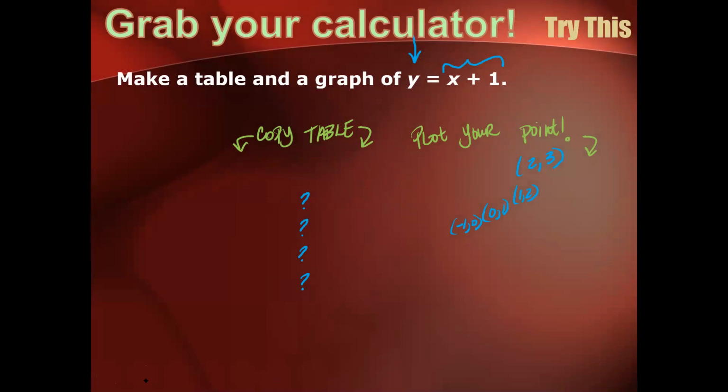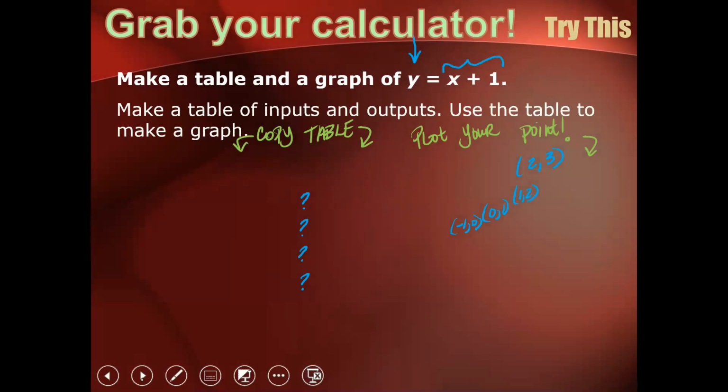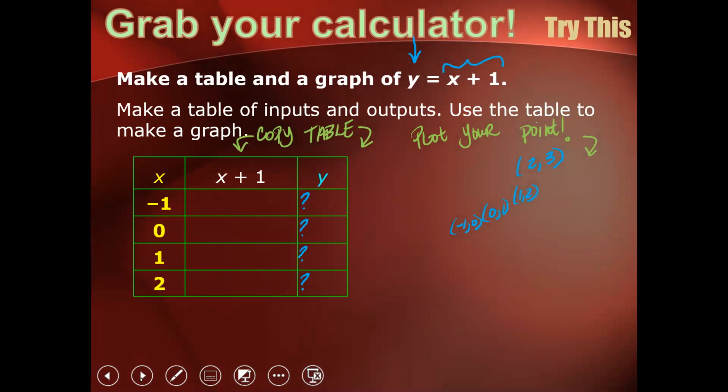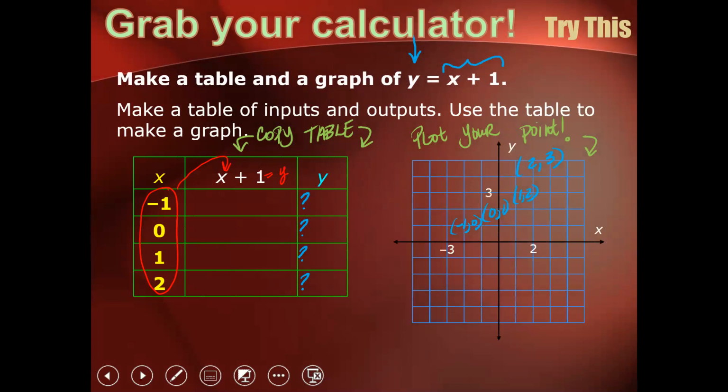So if you have a calculator, let's try this one. Here is your table of values. When x equals negative 1, you're going to plug all of these x values into this equation, which is going to give you the y value. So let's take a look. Negative 1 plus 1 is going to give you a 0. 0 plus 1 gives you a 1. 1 plus 1 gives you a 2. 2 plus 1 gives you a 3. And here are your ordered pairs.